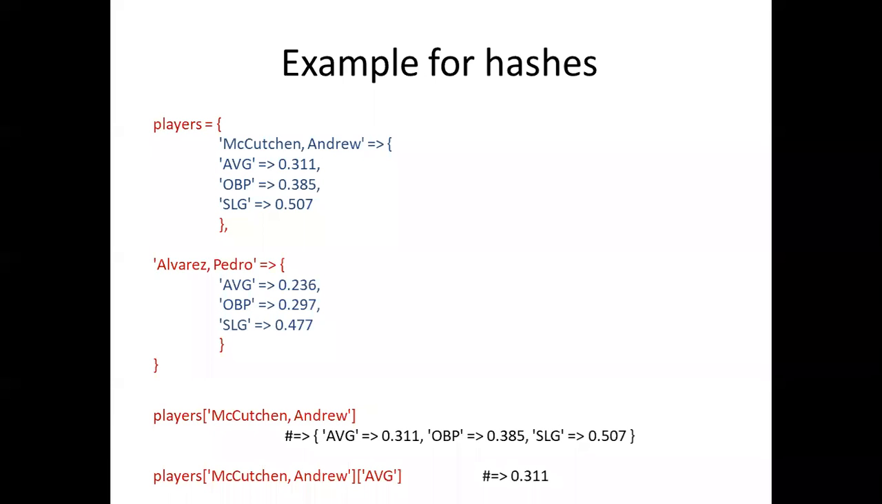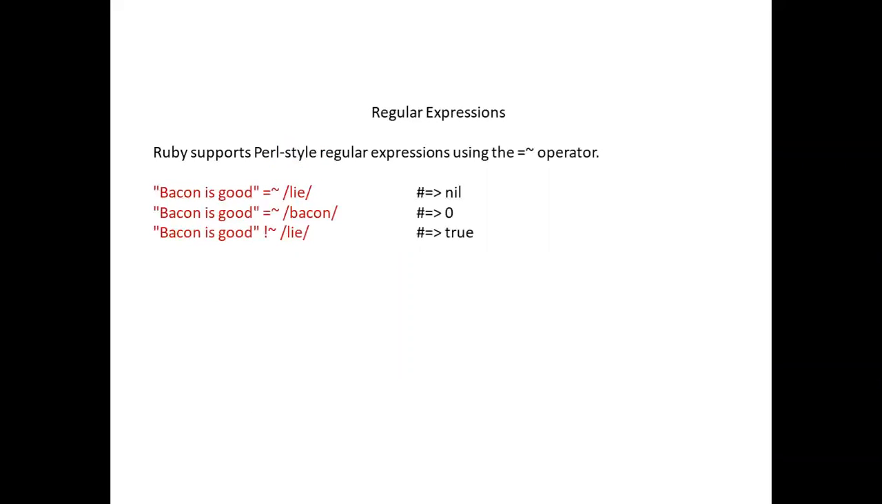Or if I just need one statistic of a player, you can use this style: players, the name within square bracket within single quotes, and then the property. Like for example, an average I want. So in Chef, mostly people generally use this.